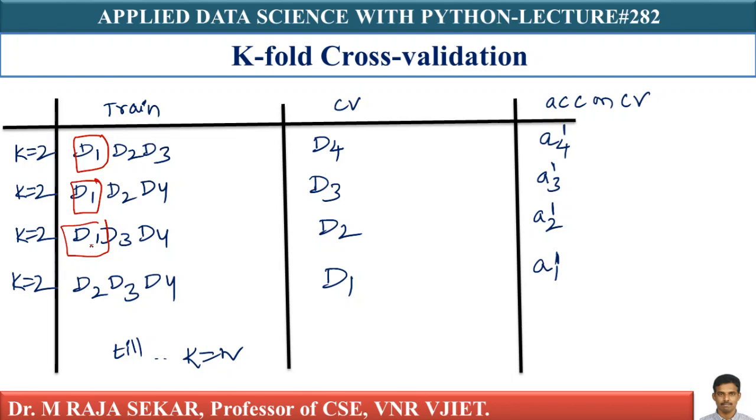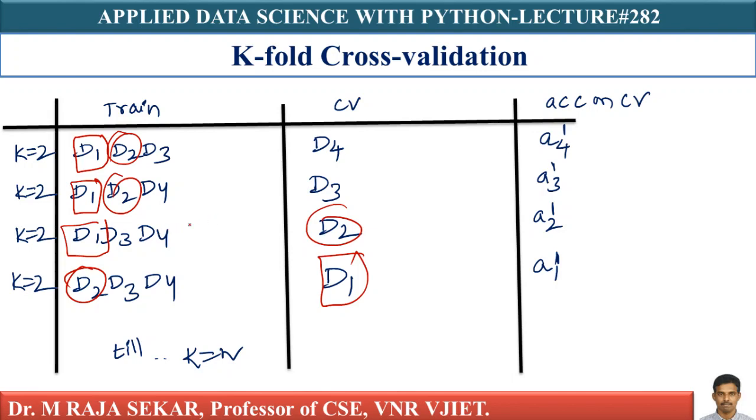I have used D1 as my training data 3 times, and I have used D1 as cross-validation data 1 time. Similarly, I have used D2 as cross-validation data once, and D2 as training data 3 times, isn't it? I have used every part of my training data as cross-validation.